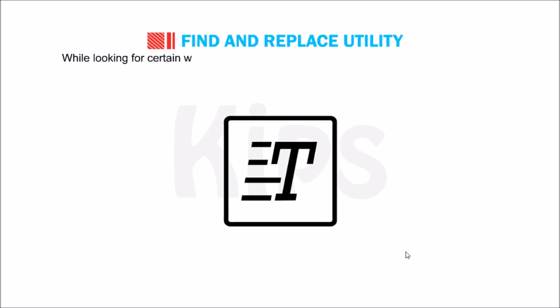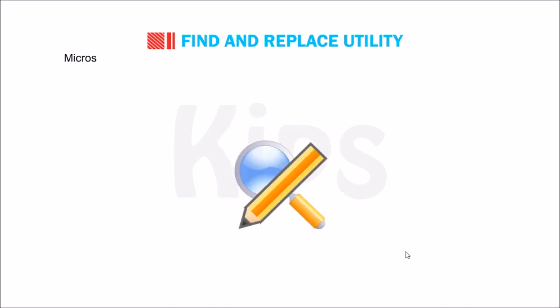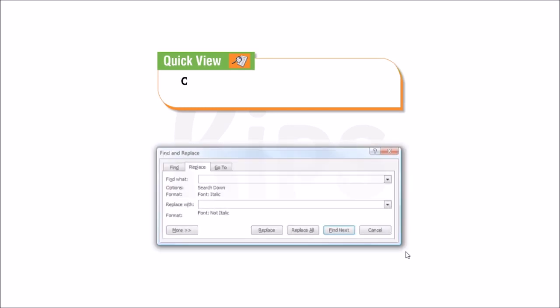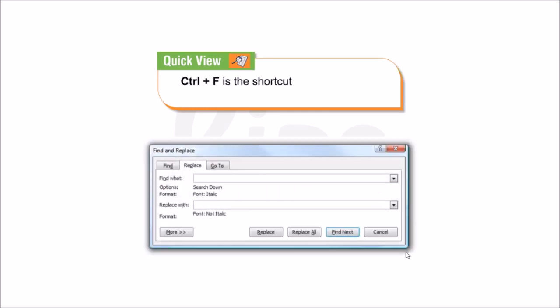While looking for certain words in a large document, it is very inconvenient to go through the entire text. Microsoft Word has Find and Replace feature that automates the process of search as well as replacement of the text. Let us take a quick view. Ctrl+F is the shortcut key to open, find and replace dialog box.